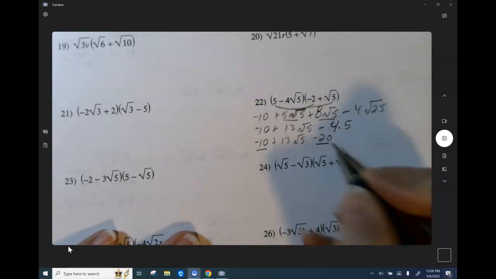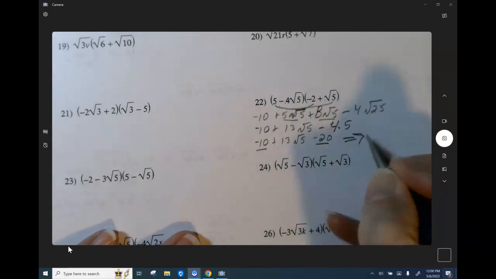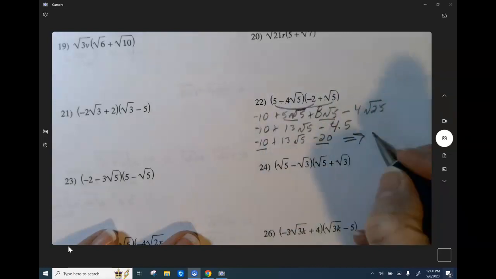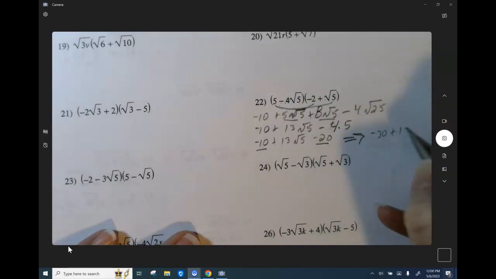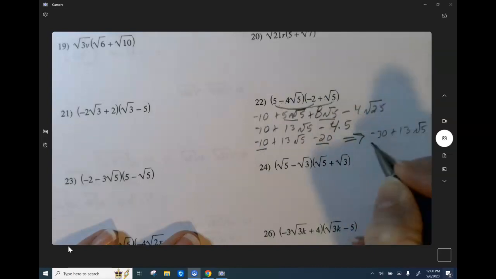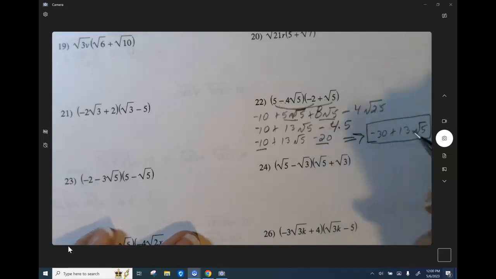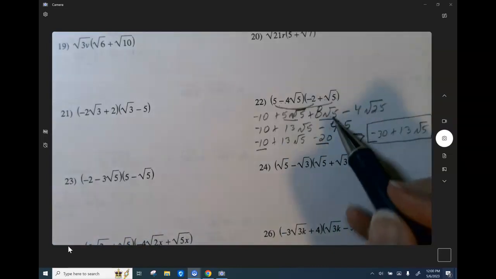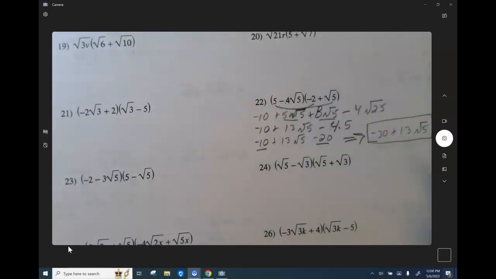Now I have like terms again. So negative 20 and negative 10 is negative 30 plus 13 square root 5. That's my final answer. Isn't it fun? We thought we had like terms here, but then yay, we have more like terms. So it just gets more fun as we go. Okay, let's look at 24.